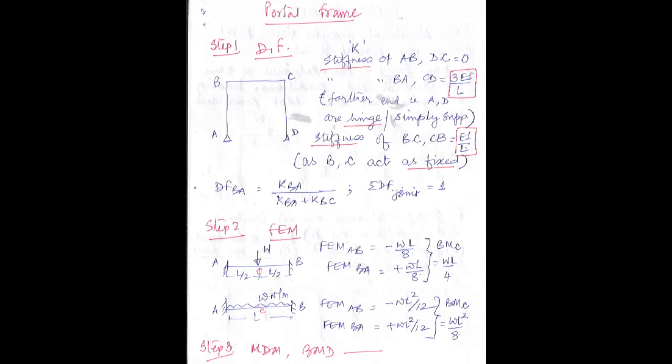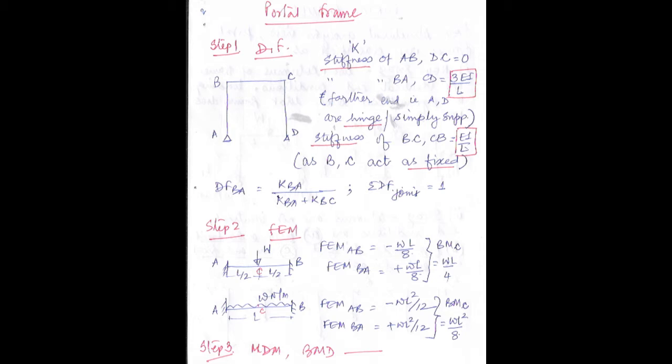And when we are telling CD, what is the further end? Further end is D. So in this case, the further ends A and D are hinged or simply supported. So for this case, the stiffness factor is 3EI by L, where E is the modulus of elasticity, I is the moment of inertia, and L is the length of the member BA and CD.